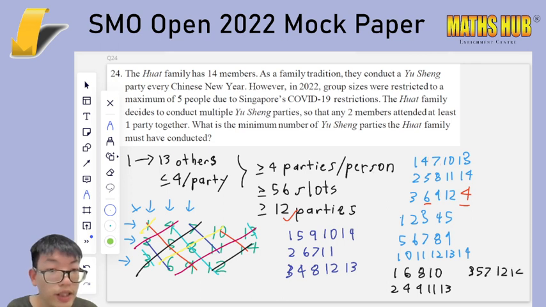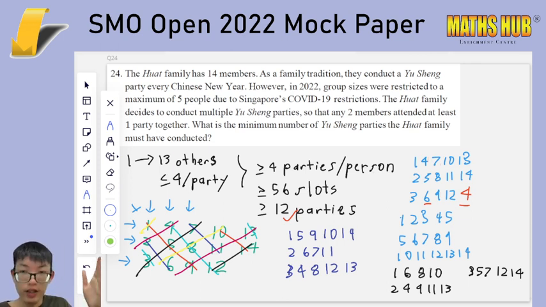Now, of course, a question you might ask is, how do we know we haven't missed anything? Well, same row has been covered. Same column has been covered. And diagonally, every 2 that are in different rows will either be in the same diagonal in the so-called upward direction or in the same diagonal in the downward direction. So you know that everything would have been covered just right.